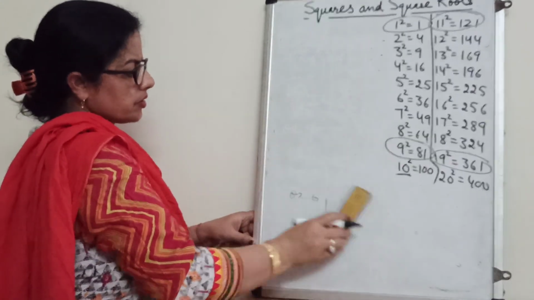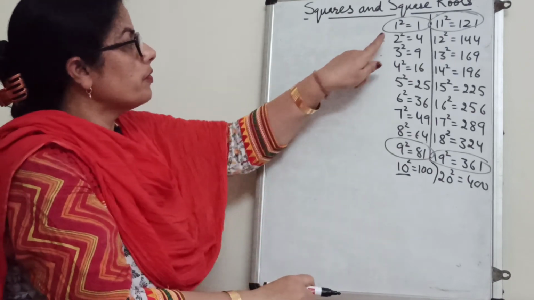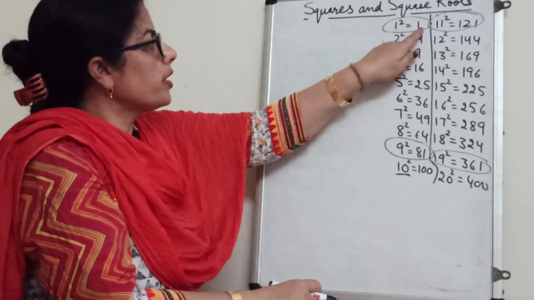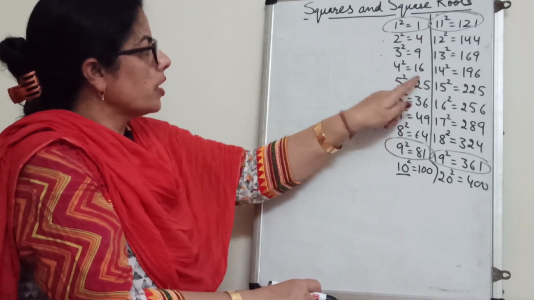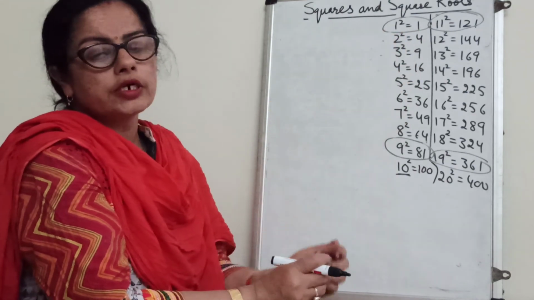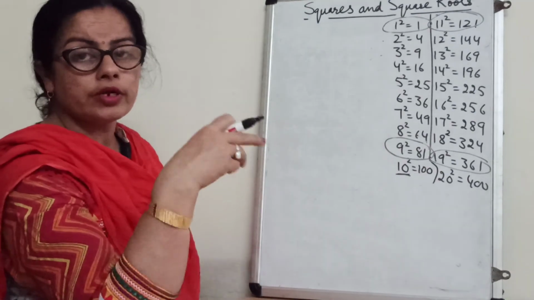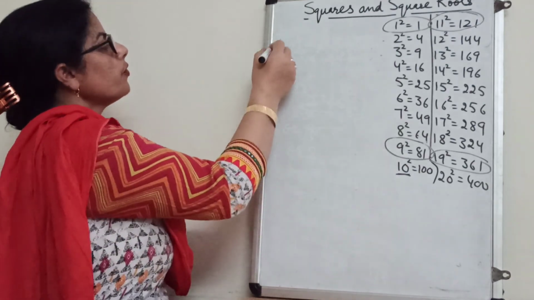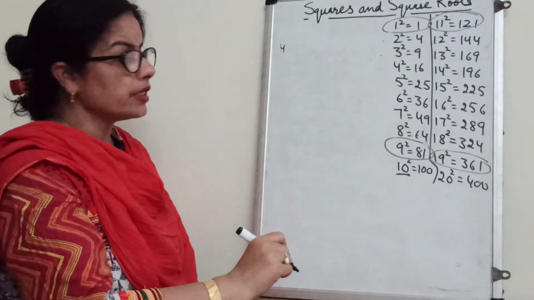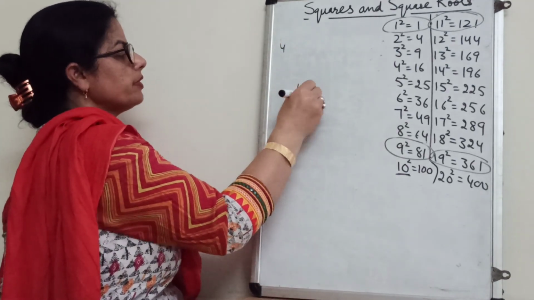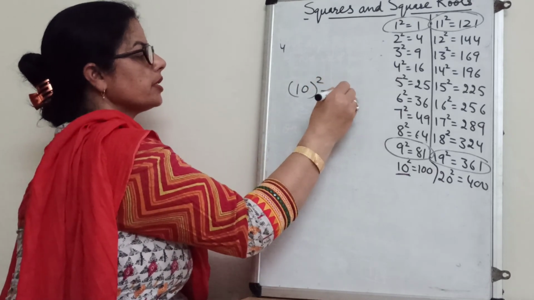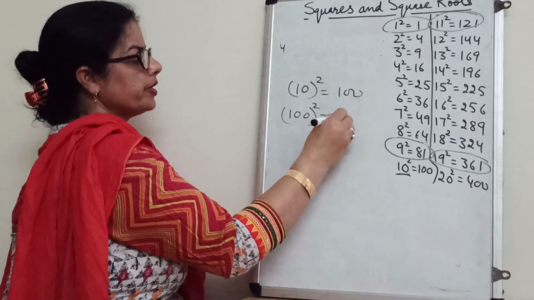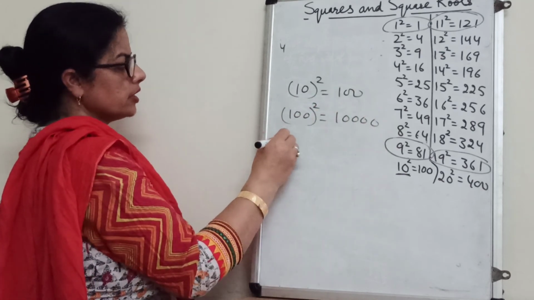The third property is, see, 1 is an odd number, 3 is an odd number, the square of an odd number is odd everywhere, and the square of an even number is even. This is the third property. Now the fourth property. See, what is 10 square? 10 tens are 100. What is 100 square? 100 into 100, that is 10,000. What is 1000 square?